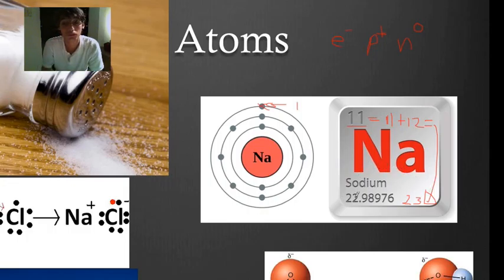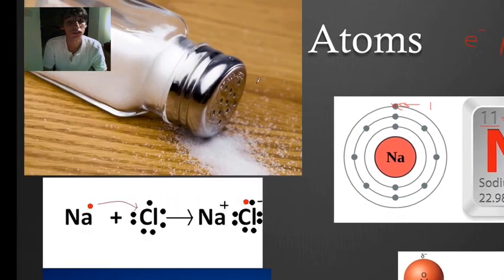This example is sodium. The reason I use sodium is because it is one of the components that make up our table salt. The way it makes up table salt is that sodium performs an ionic bond, in which one element gives its electron to another element. And in this case, it's chloride.